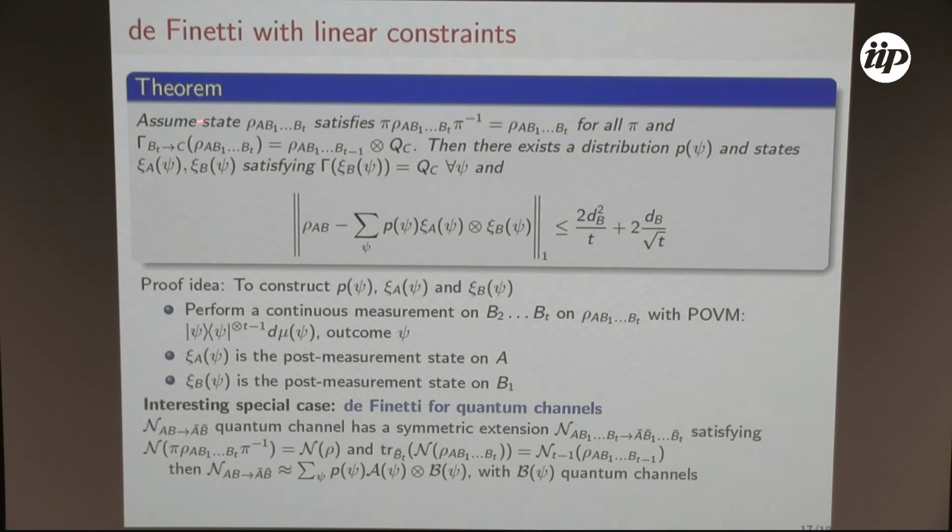What does this say? It says that I can approximate the state rho AB, which is just the first marginal here, by a state which is a convex combination of product states. But not only that, each element of this convex combination satisfies the linear constraint: if I apply that gamma to this psi, I always get QC. This is, remember, the usual theorem from de Finetti, and we get something extra, with a bit worse parameters.